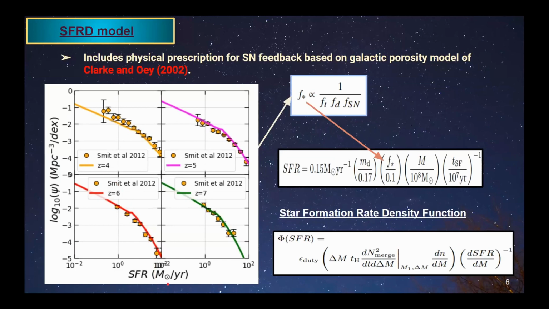Here I'm plotting star formation rate density on the y-axis with respect to the star formation rate. So you can basically have an idea of how many galaxies we are going to observe per megaparsec cube per dex. And you can see that it matches quite well with the observation. So it was a good step to go forward.